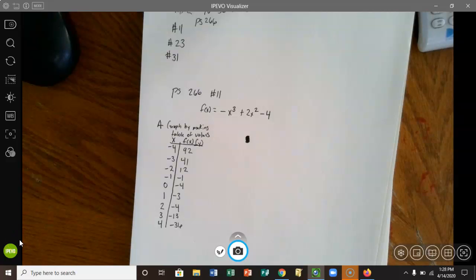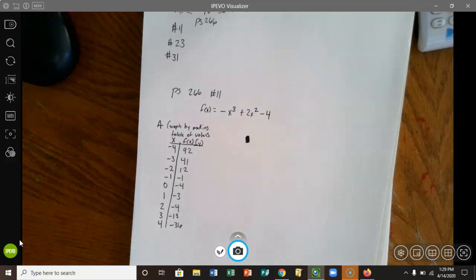We're working on page 266, number 11. What the instructions say is we're going to complete each of the following. We're going to do A, graph each function by making a table of values. B, determine the consecutive integer values of x between which each real zero is located, and estimate the x coordinates at which the relative maxima or minima occur.